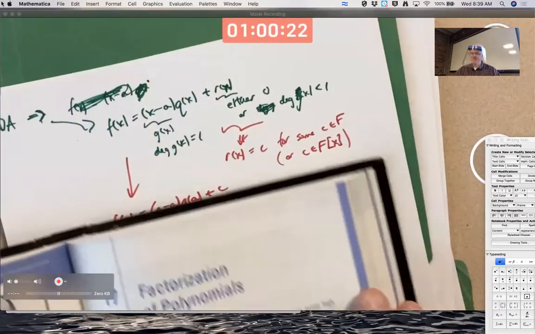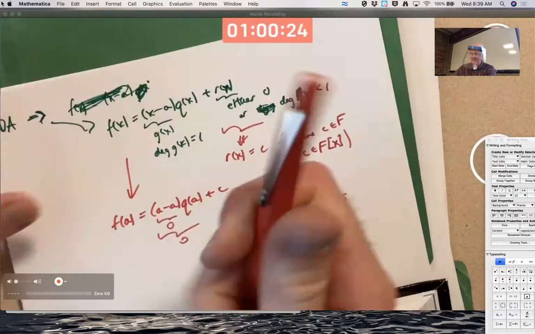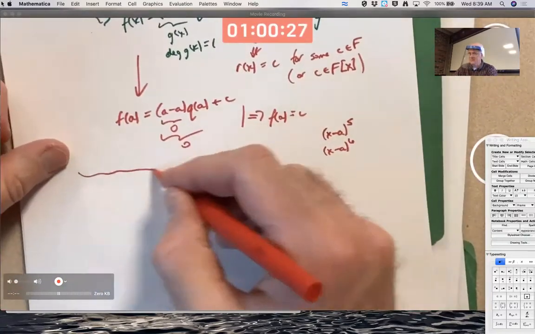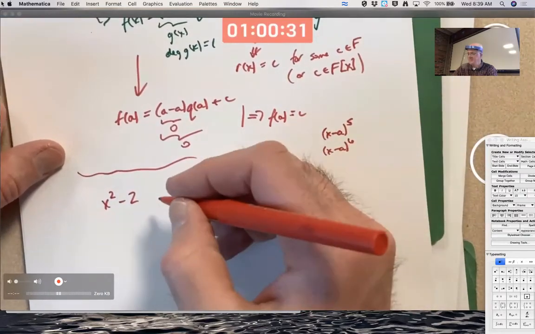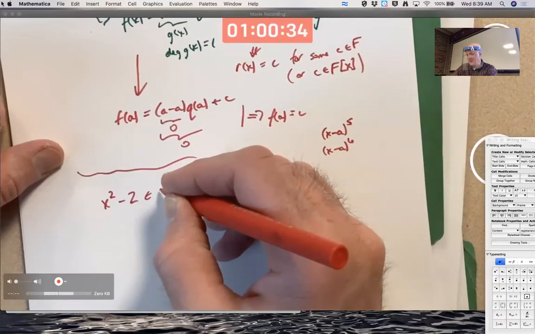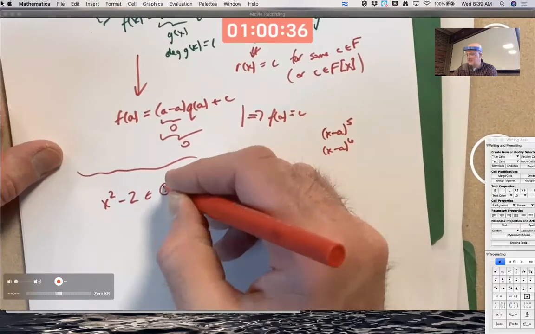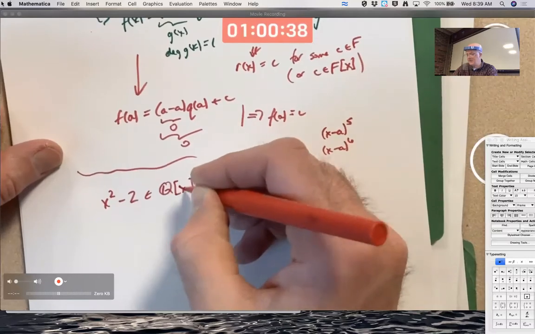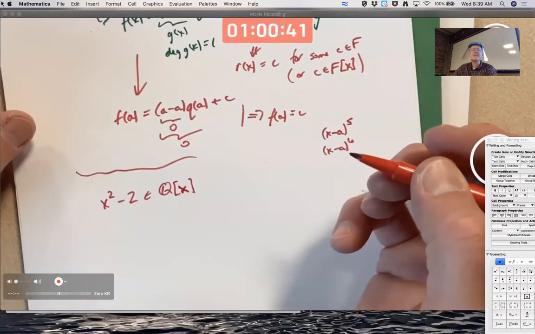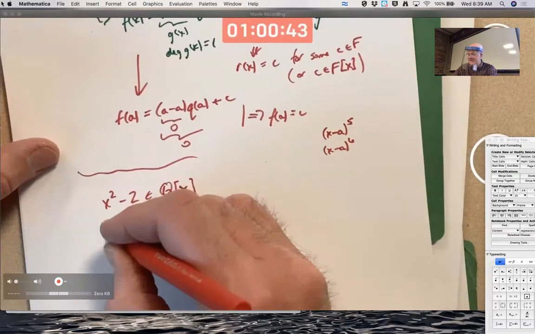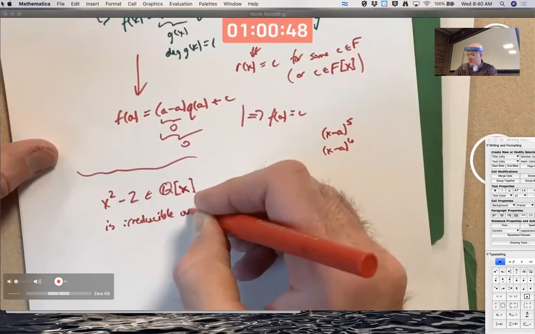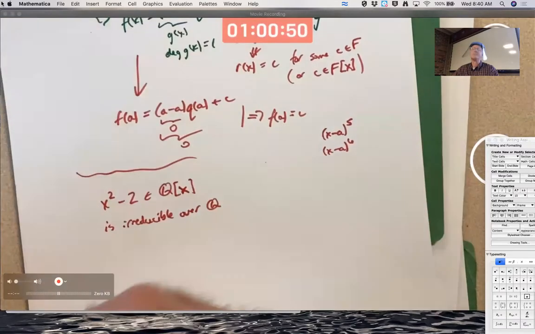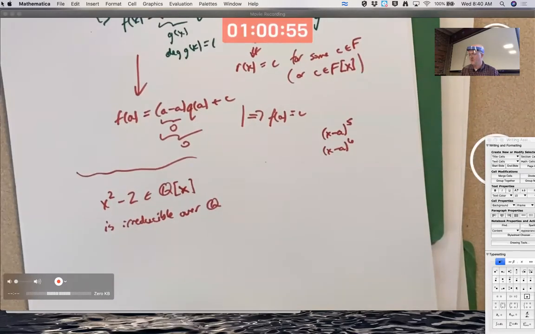Basic example. Would be x squared minus 2, say, in Z of x. I'm going to write Q of x since Q is a field. This is irreducible over Q because you can't factor it as a product of two lower degree polynomials.